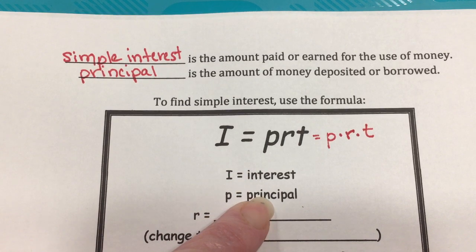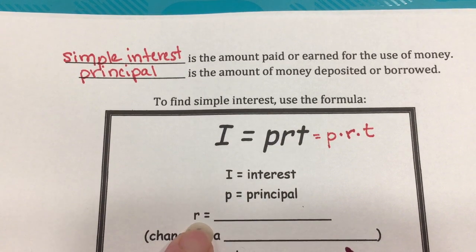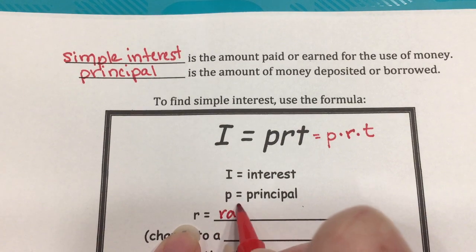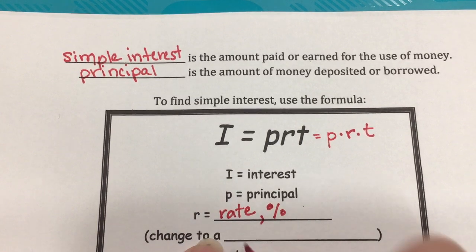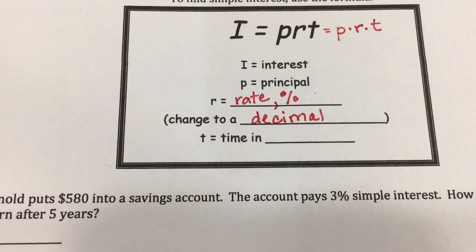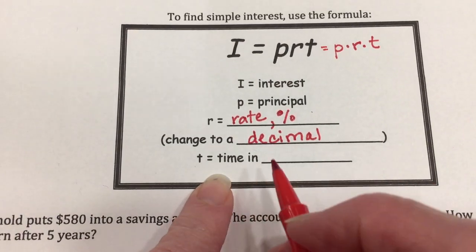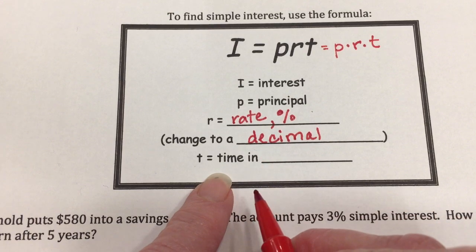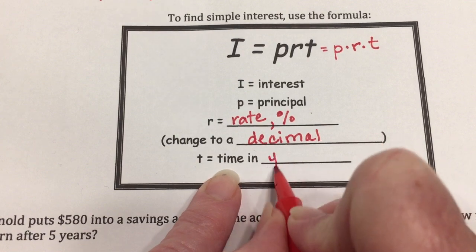P stands for the principal, so again, that's the money you put in the bank or the money you borrow. That amount times R, which is the rate or the interest rate, and that is usually written as a percent. But you're going to change it to a decimal when you use it in the formula. The last letter is T, and T stands for the time. So it's the time that you borrow the money or the time that the money is in the bank. And time is always expressed in years.